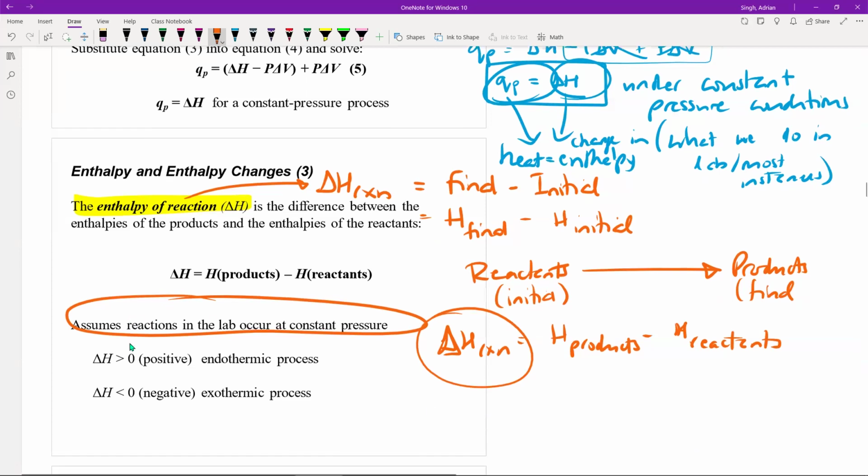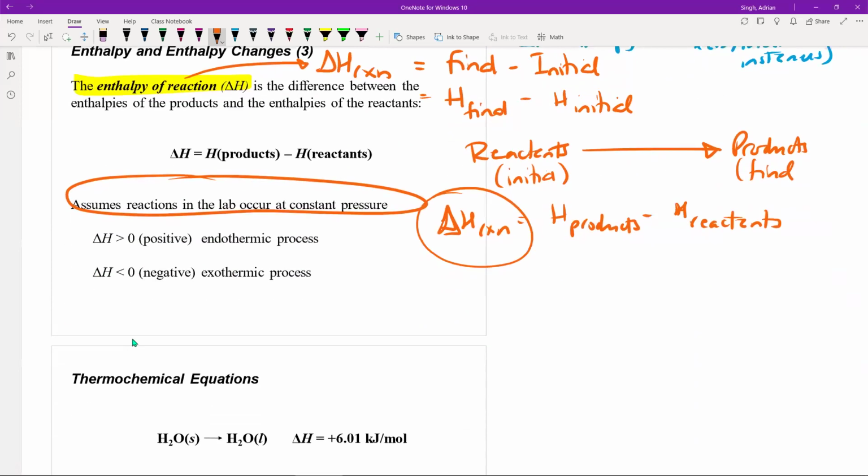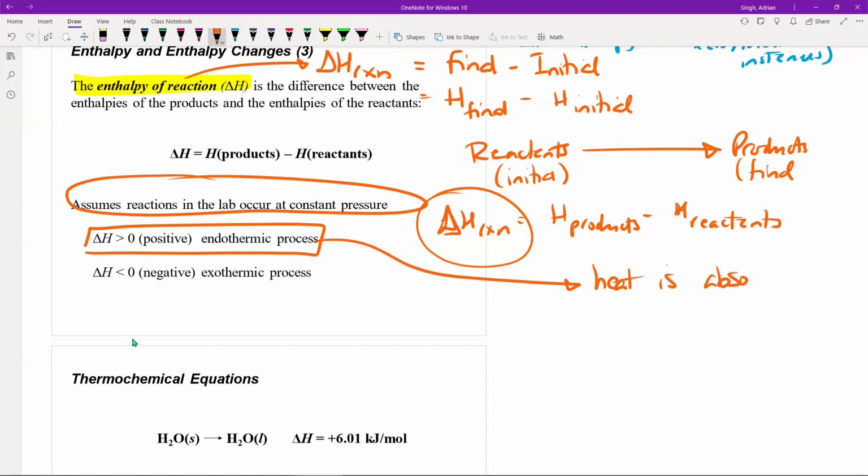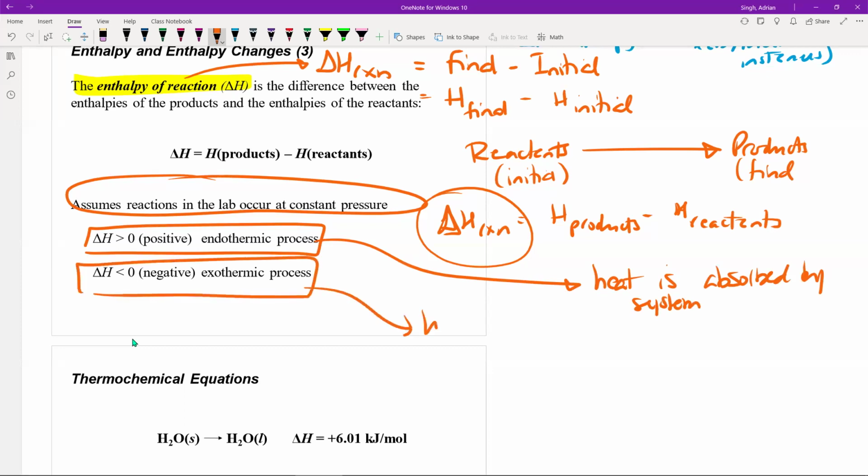What we're going to see is that we can now tie in some of those earlier terms that we saw. Delta H, the change in enthalpy, is positive for endothermic processes, right? And this is where heat is absorbed by the system from the surroundings. Whereas delta H is negative for exothermic processes, where heat is released by the system into the surroundings.